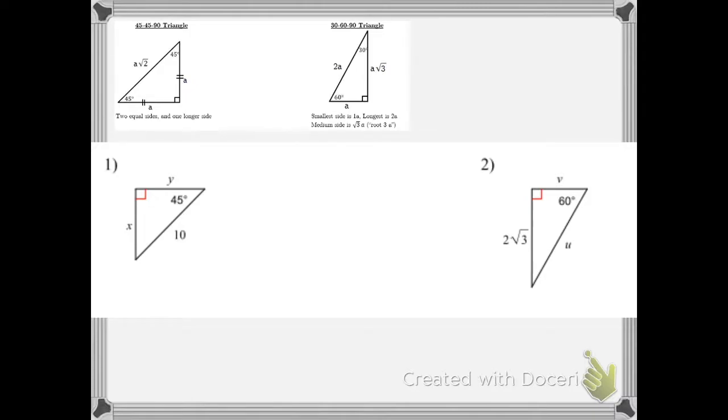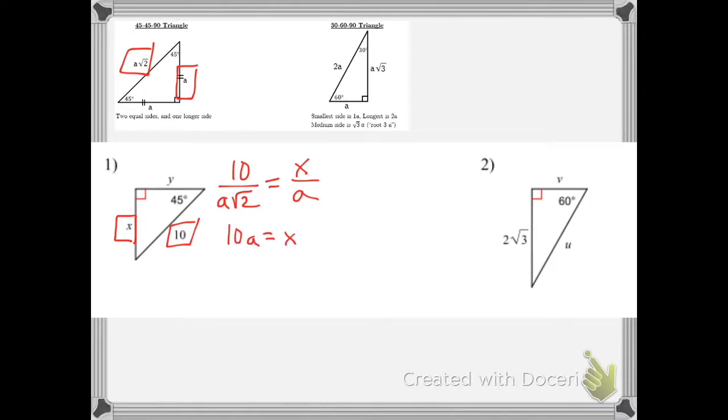Problem number 1. You got 10. 10 represents this part of the 45, 45, 90 triangle. So that means 10 is going to, in essence, be the same proportion as a on the square root of 2. They're proportional. Well, we're looking for x here. X is going to match with a on this triangle. So 10 is to the root 2 as x is to a. Cross multiply. 10a is equal to x times a times the square root of 2. You can cancel a out from both sides just like the last problem. And you have 10 equals x times the square root of 2. Once again, square root of 2 is just a number. Divide by it since that's multiplication. Divide both sides.